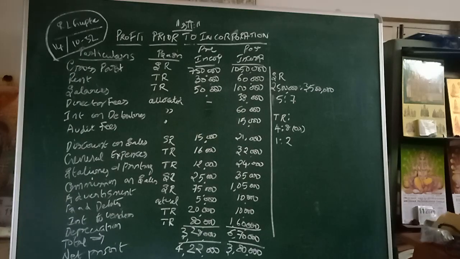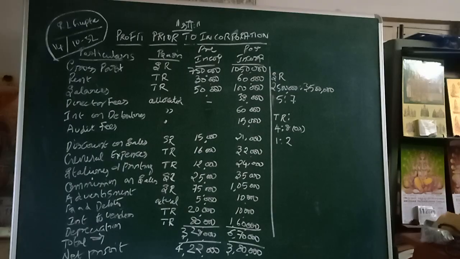Then another important point, discount on sales. In the name itself it is given discount on sales, so it is apportioned on time ratio. Next point is general expenses. Any item called general expense, miscellaneous expense or common expense is on time ratio only. Then printing and stationery. This is an indirect expense, and it is taken on time ratio because every month I am consuming stationery and spending on printing. So it is based on time ratio.